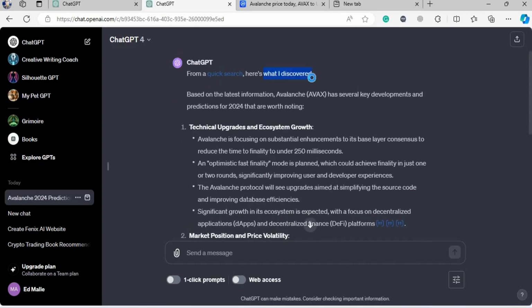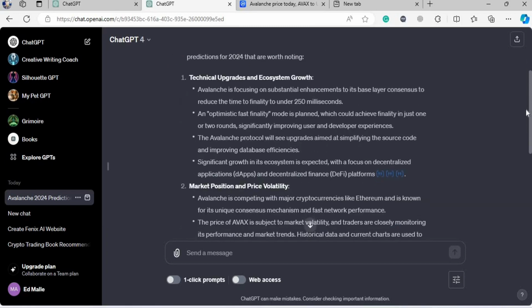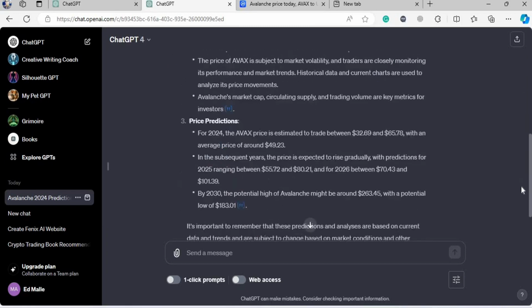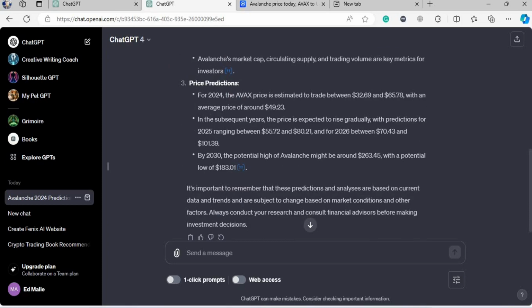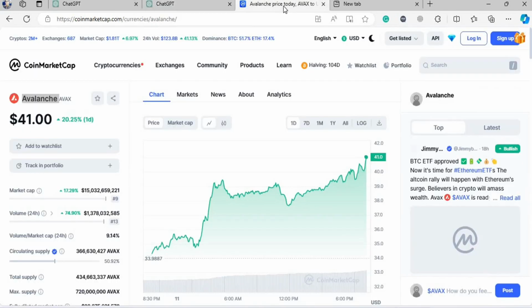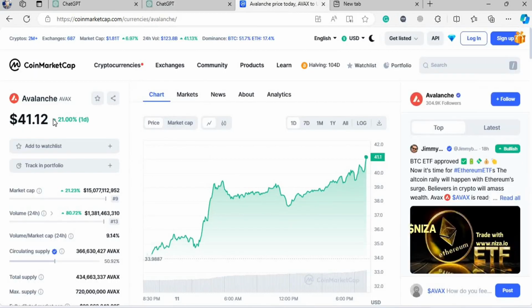So from a quick search, here's what I discovered. Based on the latest information, AVAX has several key developments, and predictions for 2024 are worth noting. So it is also predicting stuff. Technical upgrades are happening, market position, price volatility, price prediction. Okay, so it has also put a price prediction. When we saw, AVAX was $41.